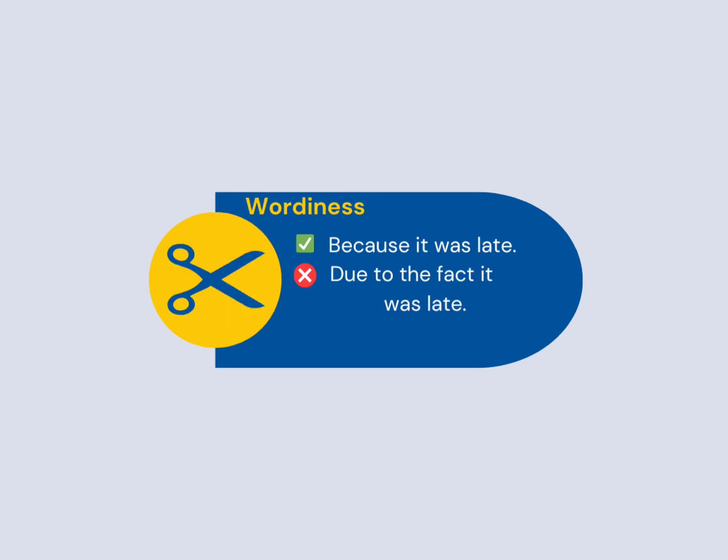Wordiness. Wordiness clutters up writing and makes it harder for readers to find your main point. Phrases like "due to the fact that" can usually be trimmed down. Just say "because." Readers today prefer quick, direct communication. Every extra word you can cut strengthens your overall message.